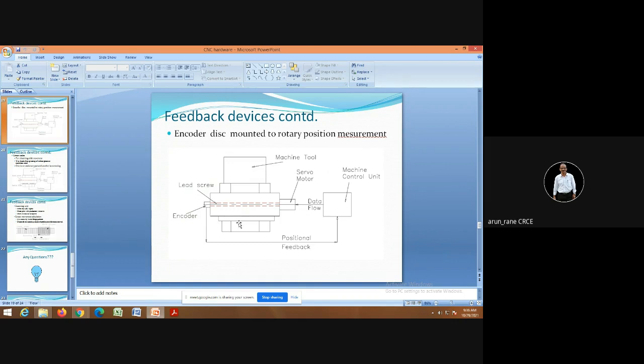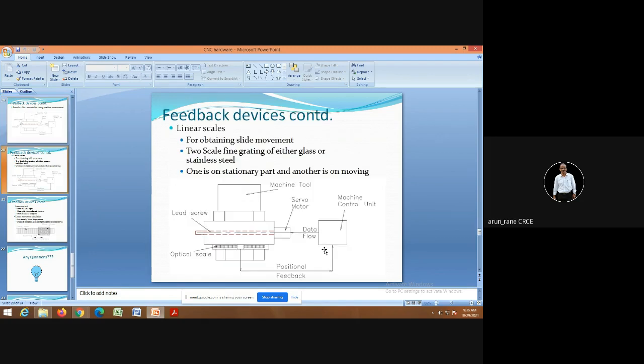This is a linear scale, what I was telling, or a glass scale, which is fitted. And it is used to give the position feedback. See, in this diagram, this linear scale or the optical scale or the glass scale, whatever you say, is clearly seen.